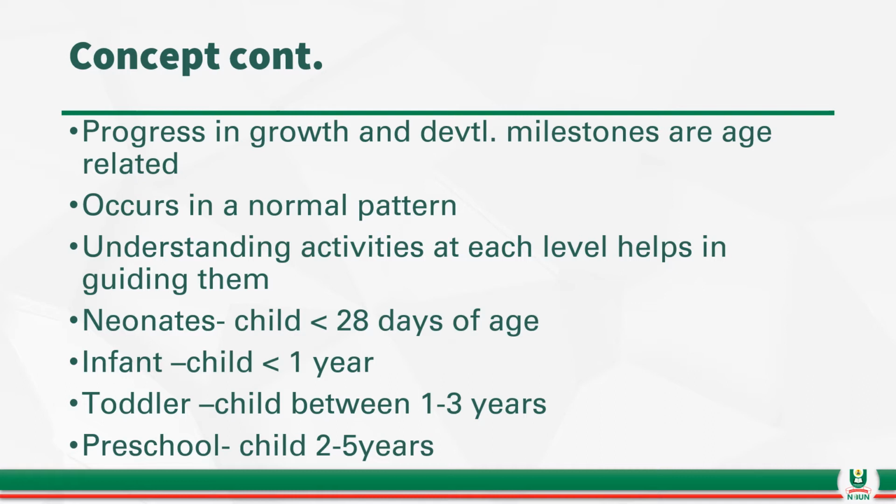I would like to also state here that a neonate is a child who is less than 28 days of age. A toddler is usually ascribed to a child between 1 to 3 years. They are called toddlers because of the awkward way they walk at that age. Then you have the preschool child, that's a child who is 2 to 5 years of age.